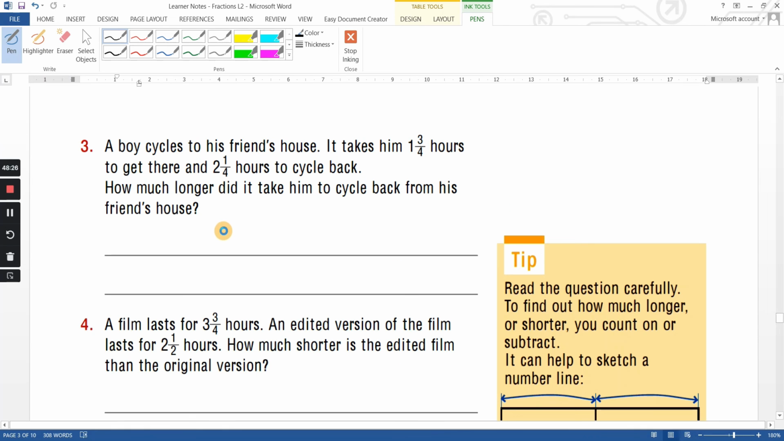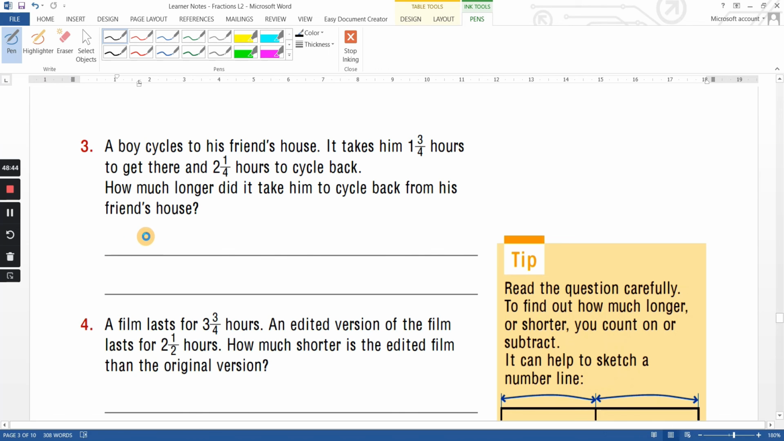Question 3, a boy cycles to his friend's house. It takes him 1 3/4 hours to get there, 2.25 hours to cycle back. How much longer did it take him to cycle back from his friend's house? So you're gonna have to take it away. It's the difference between these two fractions, isn't it?